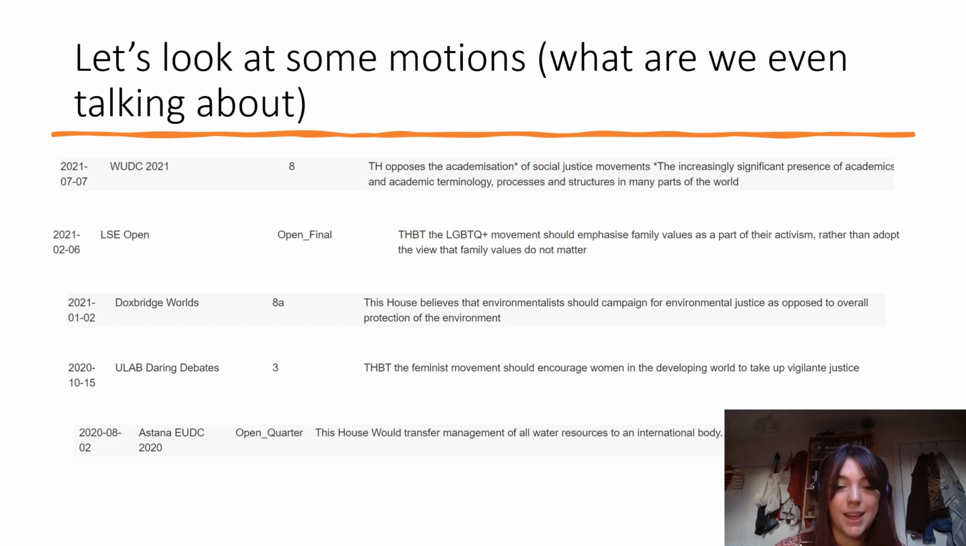Anyway, the motion is: this House would transfer management of all water resources to an international body. I think what's important here, or my initial thoughts, is that this is probably trying to question whether or not you get a more equitable distribution of water resources, or a more competent distribution of water resources. So if an international body exists and is capable of having zero loyalties, then it would be more capable of encouraging water distribution in an equitable way across the world, including into areas that currently lack safe drinking water.